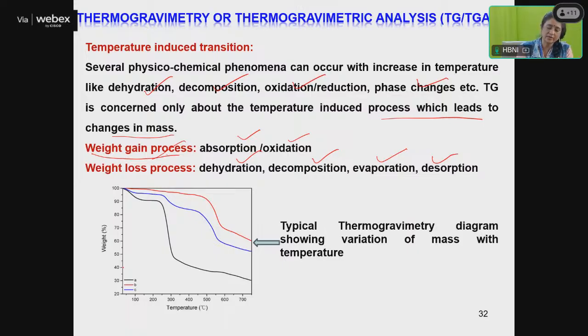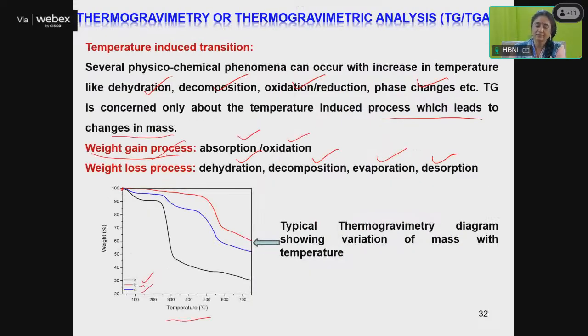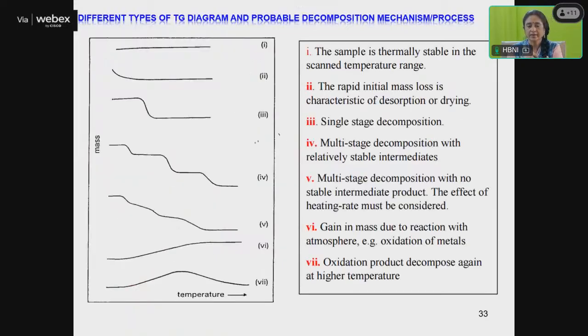So this is a typical thermogravimetry diagram showing variations of mass with temperature. Now this is percentage weight loss and this is temperature. Initially it is 100%, there is no weight loss. With increasing temperature, it can be like this. These are three different compounds just to show you how it can be shown. So these are the thermogravimetric plots. Now here three different types are shown, here many more types are shown, and I have written down that if this is the type of curve you are getting, then what can be your inference by initially looking at it.